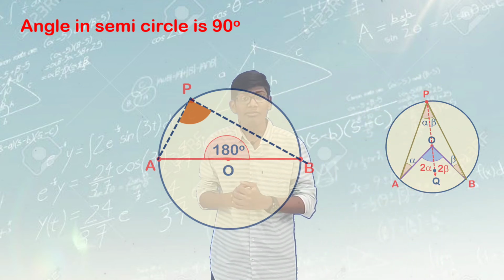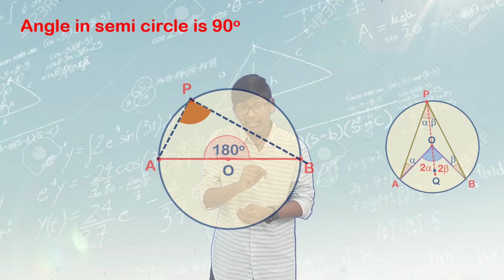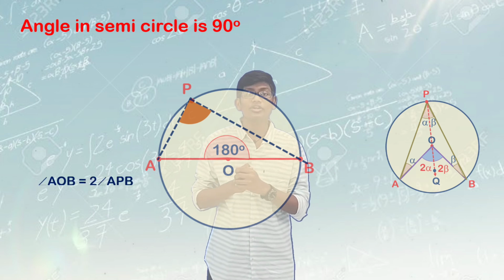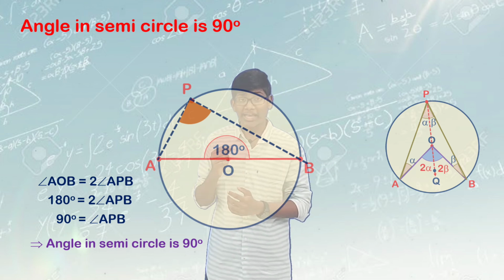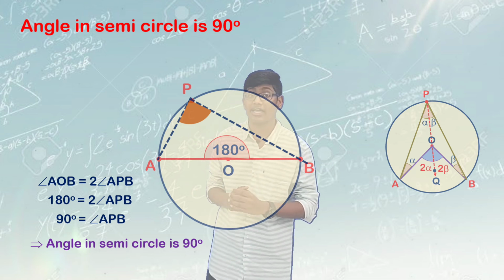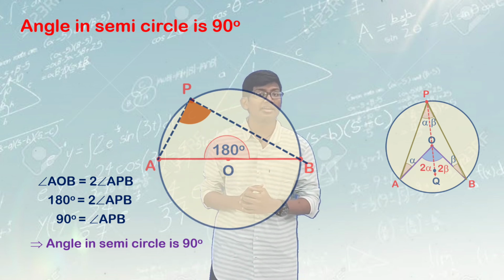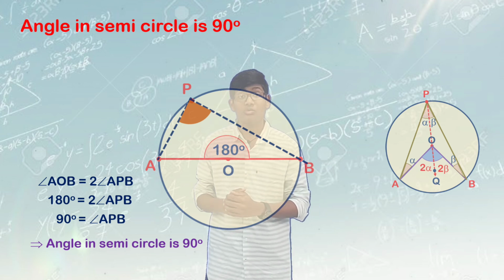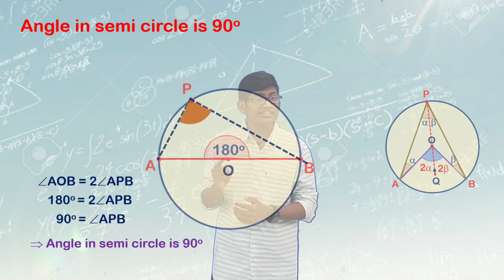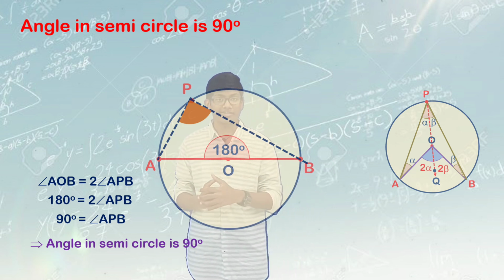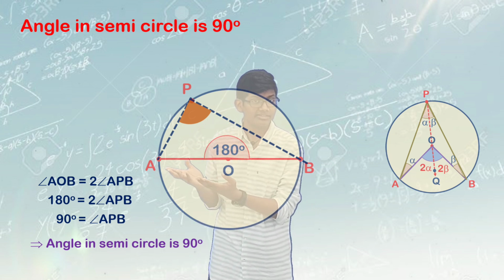Now this angle will be equal to 180 degrees as AOB is a straight line. Now angle AOB is equal to 2 times angle APB. We know that angle AOB is 180 degrees as it is a straight line. So 180 degrees is equal to 2 times angle APB. Transposing the 2 here, angle APB will be equal to 90 degrees. Hence it is proved that the angle in a semicircle is always 90 degrees.